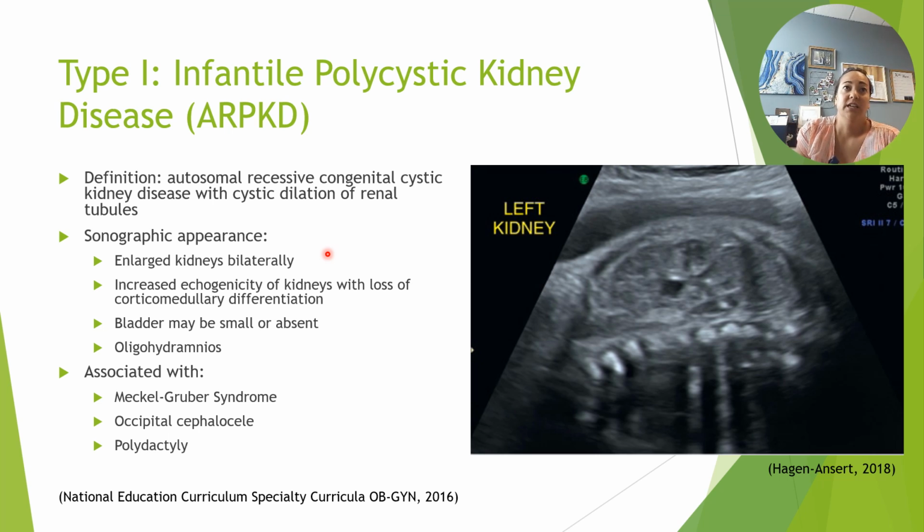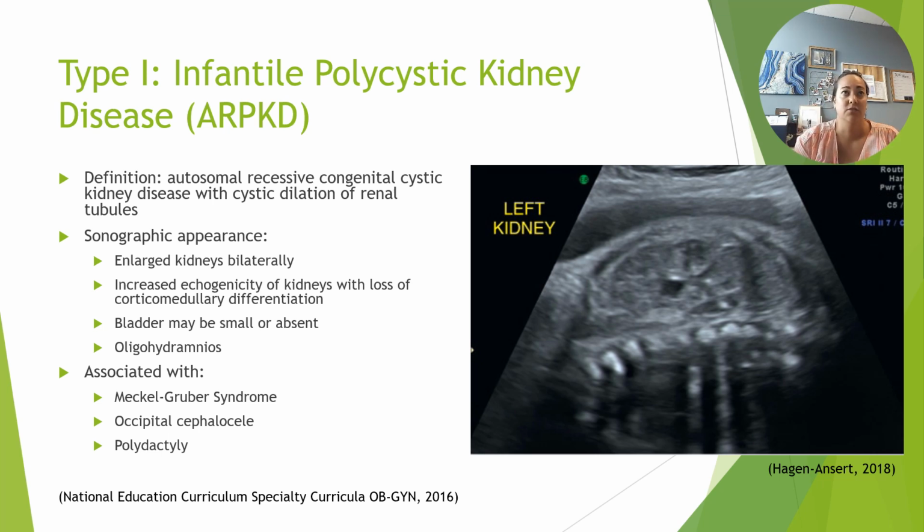This is where we'll see enlarged kidneys bilaterally. There isn't a measurement on here, but you can tell that this kidney takes up quite a bit of space in the flank. They're going to be increased in echogenicity, a little bit brighter than we would expect, and we don't see corticomedullary differentiation very well. Because this impacts the function of the kidneys, the bladder may be smaller or absent, and ultimately the fetus may not produce urine and result in oligohydramnios.